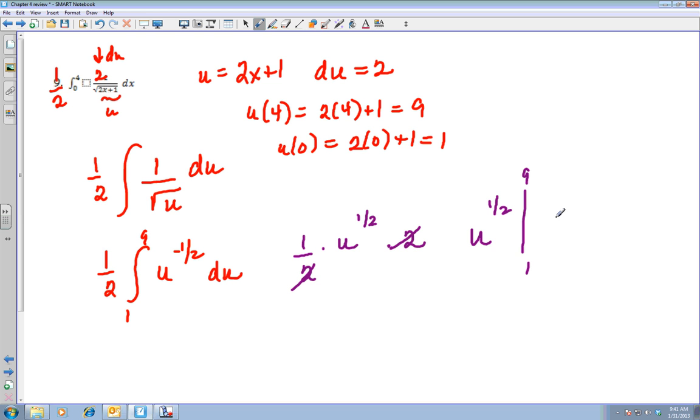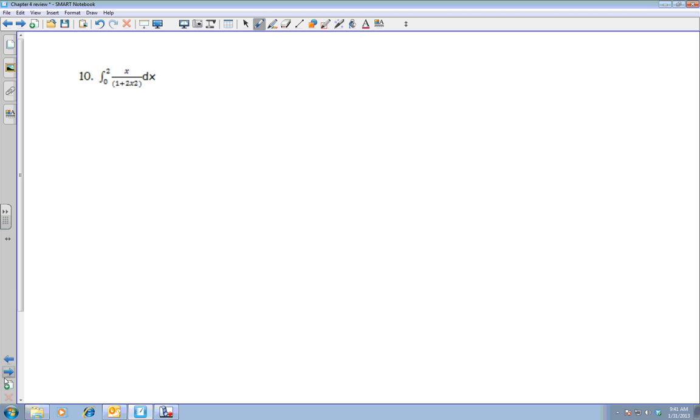So plug in my 9, so I have 9 to the 1/2 minus 1 to the 1/2. Remember, anything to the 1/2 power means the square root. So the square root of 9 is 3, square root of 1 is 1. So my answer is 2. Okay, let's do number 10. Remember I told you this problem was actually a typo.